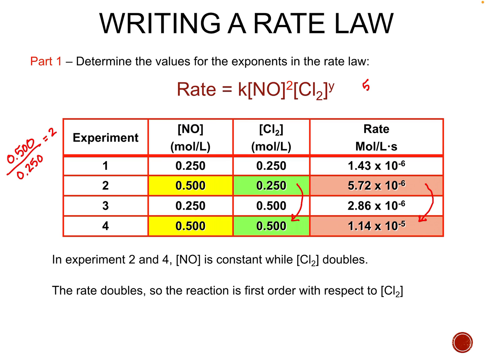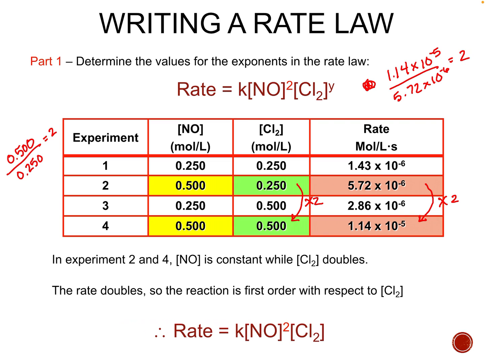Again, if you didn't know what happened, usually I do big over small. You can do either one. 1.14 times 10 to the minus 5 over 5.72 times 10 to the minus 6, and you would see that it doubles. So this doubled, this doubled. Therefore, since they did the same thing, it's first order with respect to chlorine. So we know that this is a 1, and we don't write 1, so just leave it out.